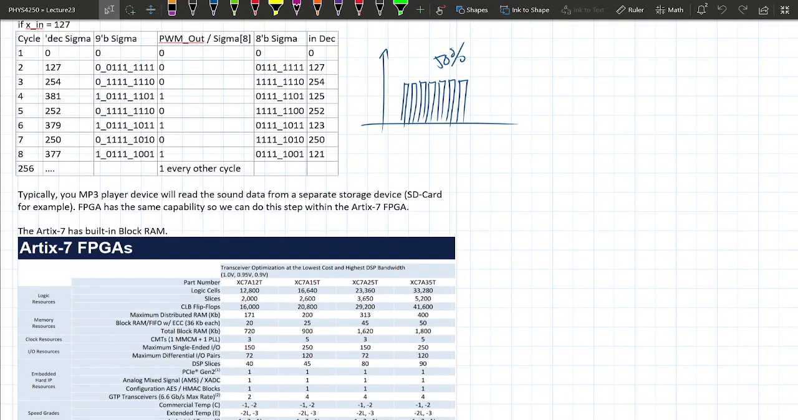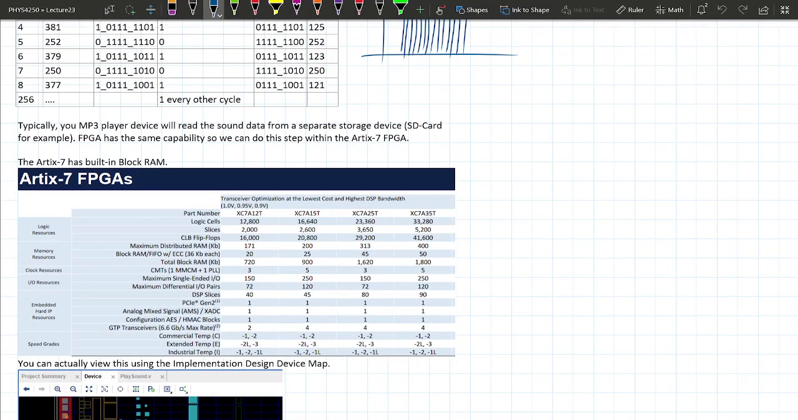So let's talk a little bit more about the FPGA. How is this data going to be stored on your FPGA? Let's say you have an MP3 player, back when people still had MP3 players, or just call it the memory banks on your phone. You can put this sound data on a separate storage device, like an SD card, or just internal to your device. Your FPGA has the same capabilities, but it's very limited, because it's not really designed to store information.